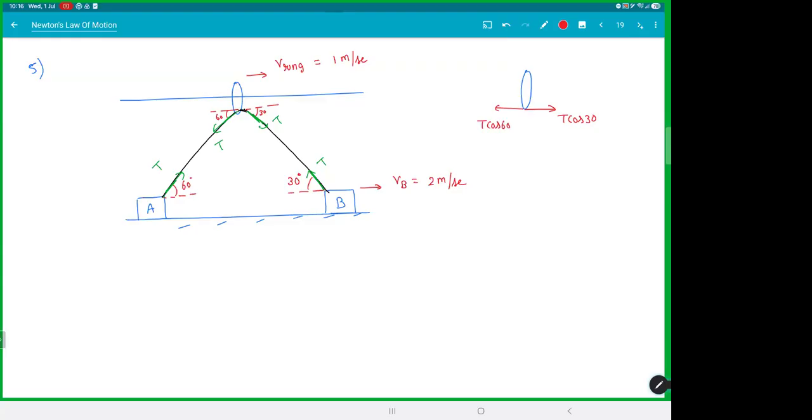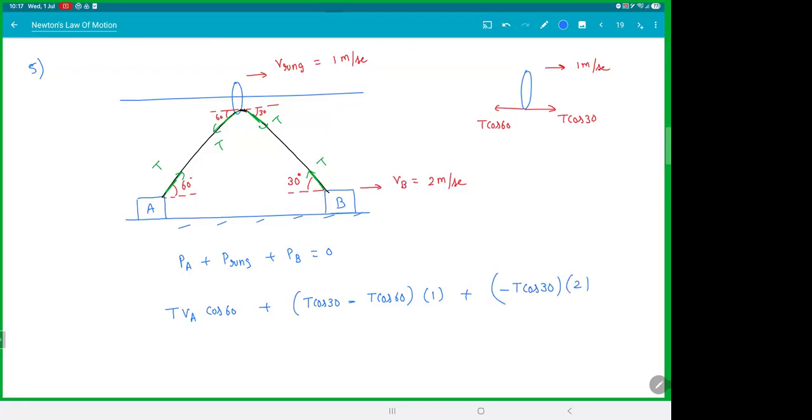So you can directly do this. The ring will feel as if the string is pulling at that angle. And this is your 1 meter per second. You're done. So the power on A plus power on ring plus power on B must be 0. So power on A is T VA cos 60. Power on ring is the total tension along the velocity, that is the horizontal, which is T cos 30 minus T cos 60. The signs will take care of it, and velocity is 1. This is pointing backward, so minus T cos 30 into 2.